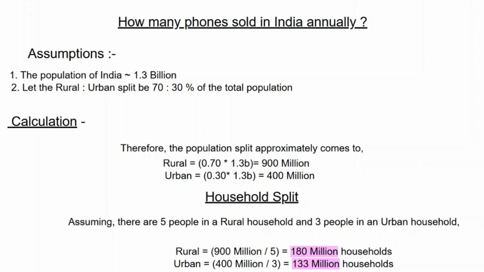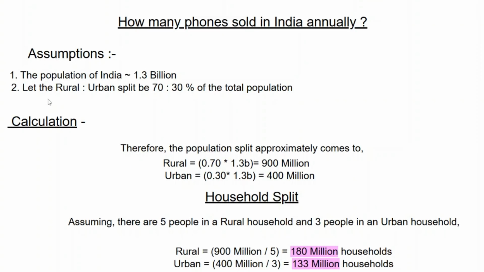We're going to solve a guesstimate, which is how many phones are sold in India on an annual basis. To solve this guesstimate, let's have some assumptions about it. First one being, let's assume that the population of India is around 1.3 billion.